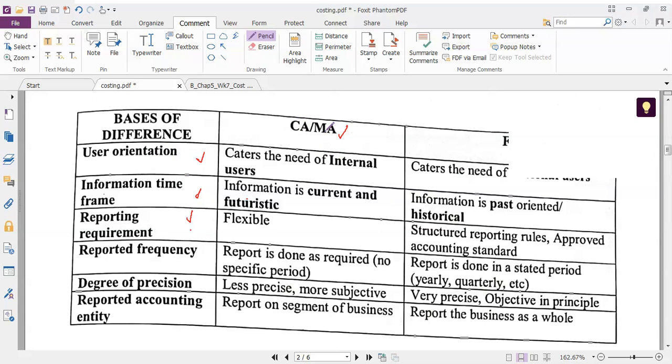For user orientation, who uses that? Cost accounting caters to the needs of internal users. The internal users use the information of cost accounting. Can you remember who is an internal user? Who is an external user? Who remembers? Give me an example of an internal user. Can someone please? Do you remember who is the internal and external user?